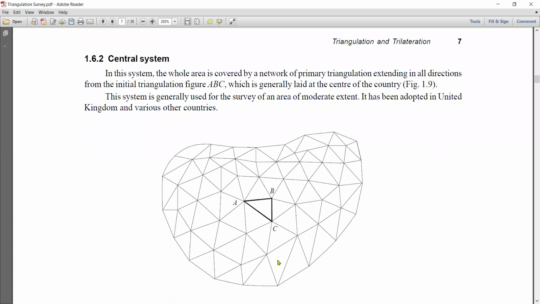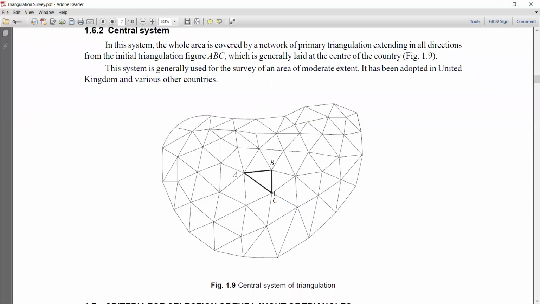In this system, the whole area, whatever the area to be covered, is covered by a network of primary triangulation extending in all directions. Here, a big network is developed by extending the primary triangulation system in all directions. From the initial triangulation figure ABC, the network is developed, which is generally laid at the center of the country, the center of the whole area. The system is generally used for the survey of an area of moderate extent. It has been adopted in the UK, United Kingdom, and various other countries.